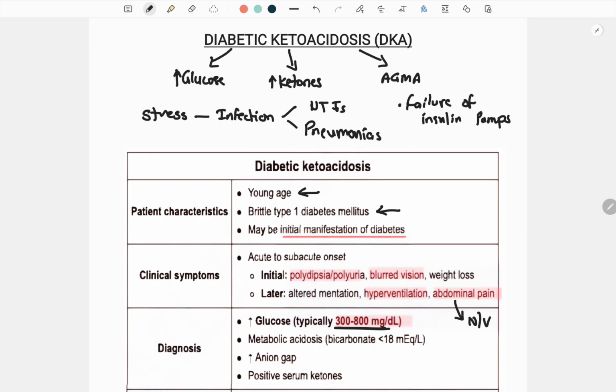Talking about diagnosis, the first thing that we check is glucose level in blood, and typically it will range from 300 to 800. The second thing you're going to do is ABG, arterial blood gas, and that will indicate metabolic acidosis and bicarb of less than 18, and there will be an anion gap, and if we check ketones, there will be positive ketones in serum as well as urine.